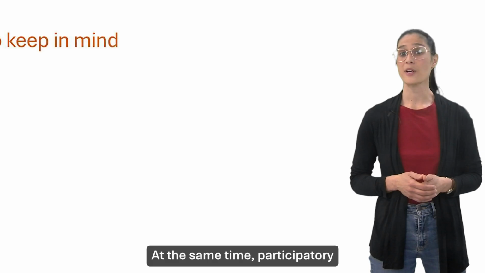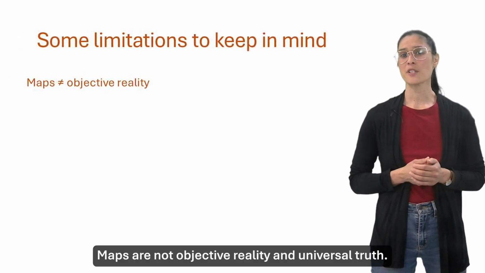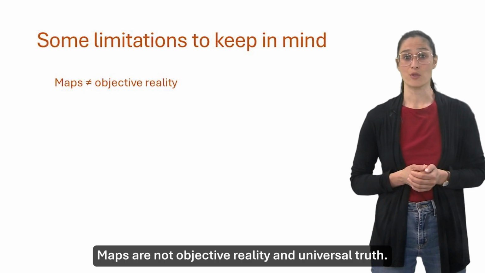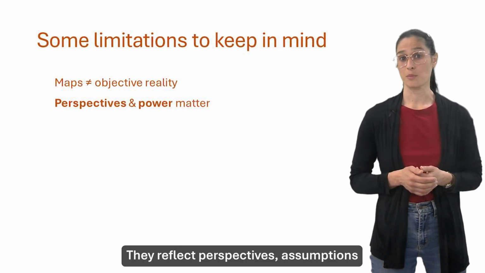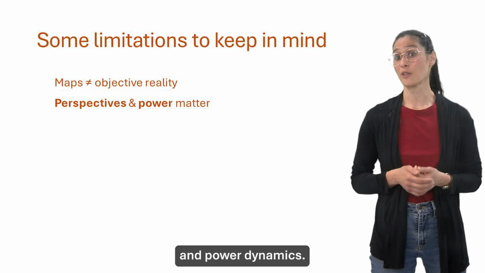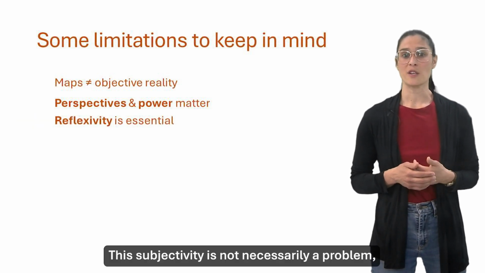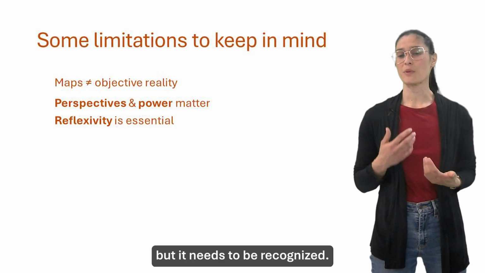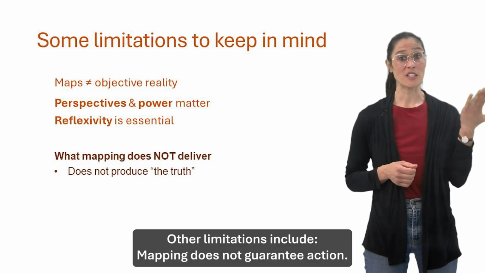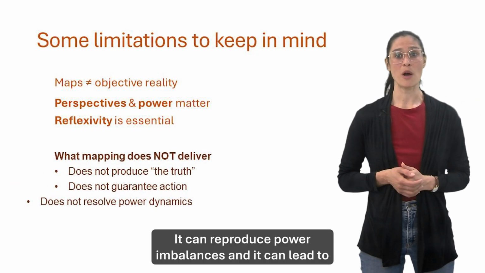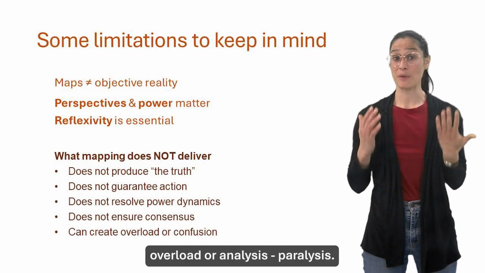At the same time, participatory systems mapping has important limitations. Maps are not objective reality and universal truth. They are shaped by who is in the room. They reflect perspectives, assumptions, and power dynamics. This subjectivity is not necessarily a problem, but it needs to be recognized. Other limitations include: mapping does not guarantee action. It can reproduce power imbalances, and it can lead to overload or analysis paralysis.